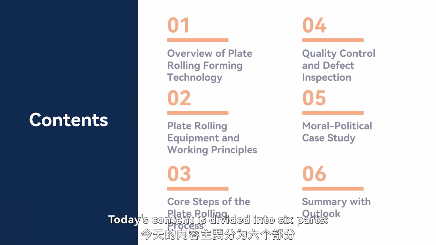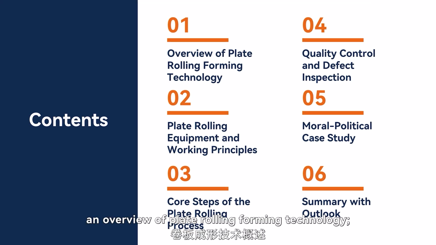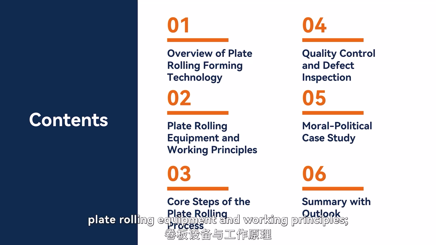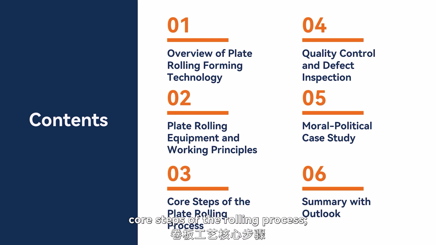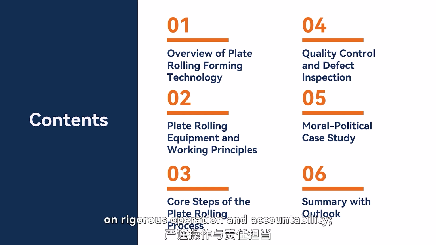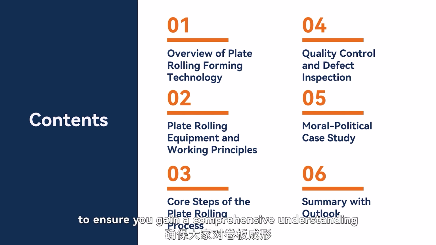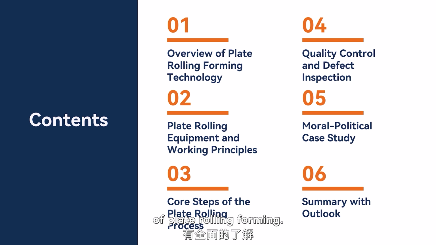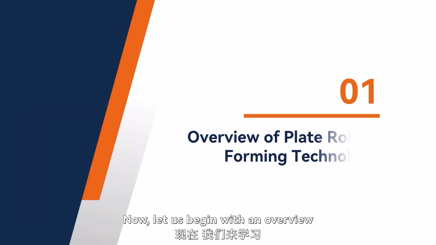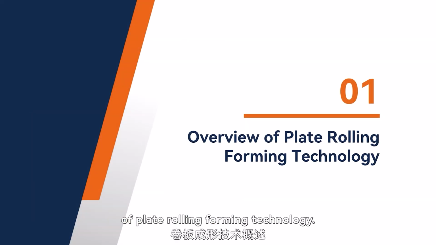Today's content is divided into 6 parts. An overview of plate rolling forming technology, plate rolling equipment and working principles, core steps of the rolling process, quality control and defect inspection, a moral political case study on rigorous operation and accountability, and a summary with outlook. We will explore each section in detail to ensure you gain a comprehensive understanding of plate rolling forming. Now, let us begin with an overview of plate rolling forming technology.